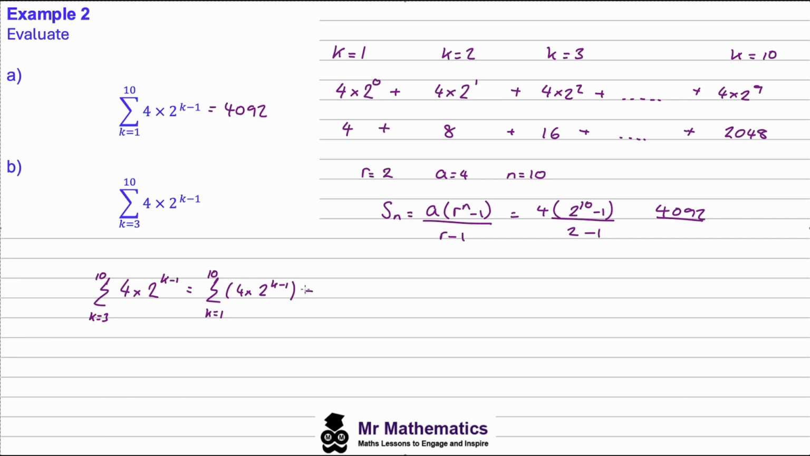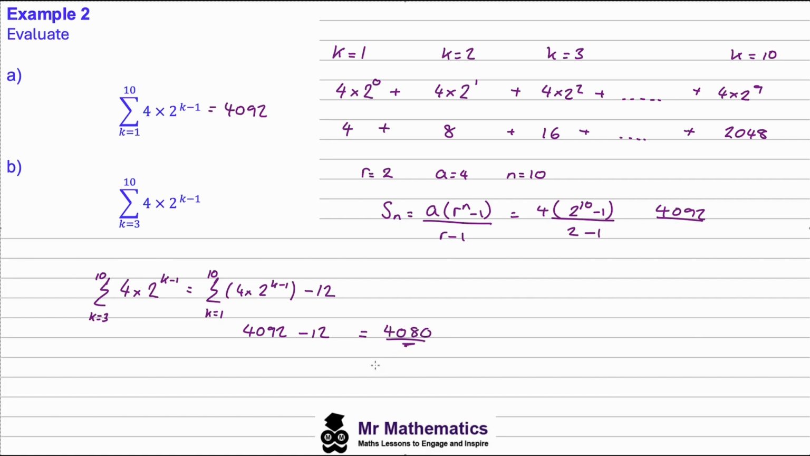What do you think we need to take away from this to get between the third to the 10th term? So we only need to take away when k is 1 and k is 2. So we need to take away the 4 and the 8. We just need to take away the 12. And we've already worked out this first bit. This is 4092. And when you take away the 12 from this, we get a sum of 4080.